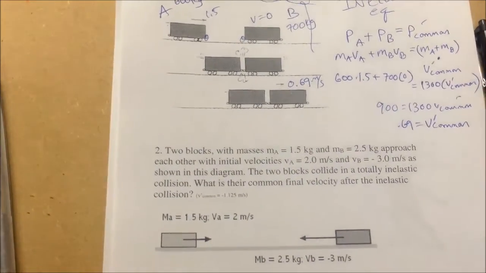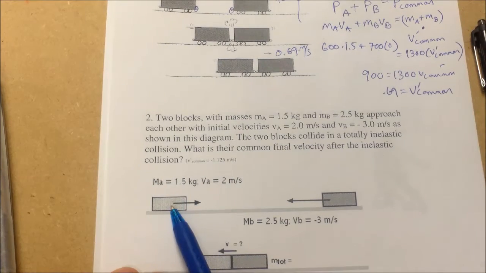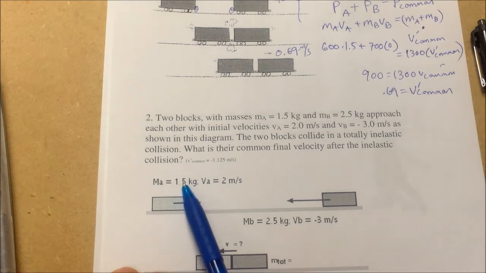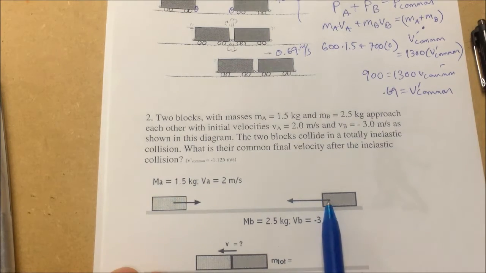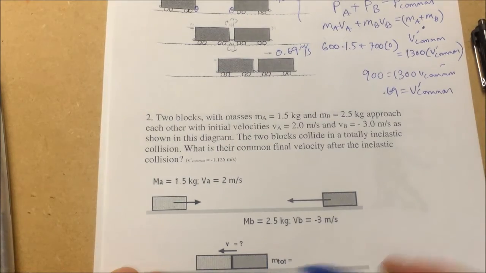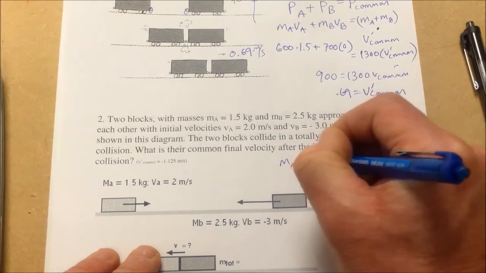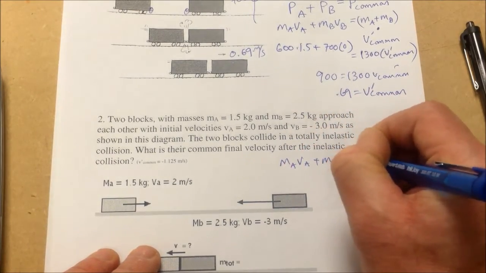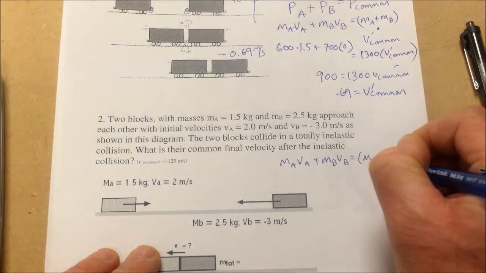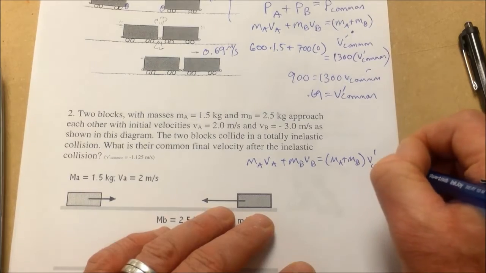Okay, you want to give this one a shot? Okay, I can kind of help you too. There's one object. It's moving at a velocity and it's got a mass. Then it's colliding with this object moving to the left. Again, we have to be careful with the sign there. And then we have some sort of a common velocity. All right, so let's write down our inelastic equation. MAVA plus MBVB equals (MA plus MB) times V prime common.